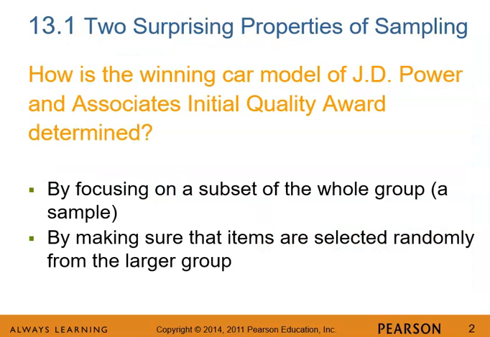There are two surprising properties of sampling. So how is the winning car model of the J.D. Power and Associates initial quality award determined? By focusing on a subset of a whole group instead of the whole group, we select a sample and use that, and by making sure that items are selected randomly from a larger group.